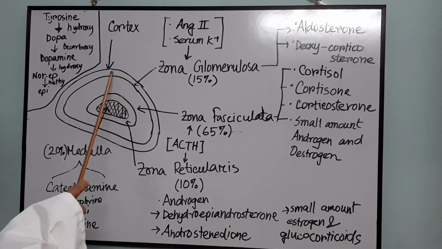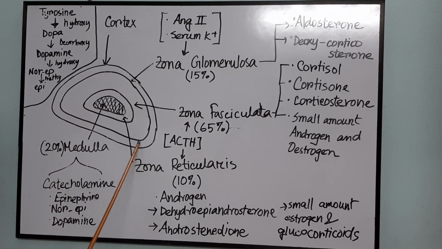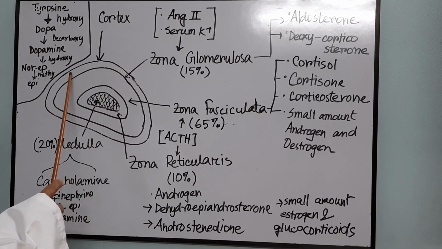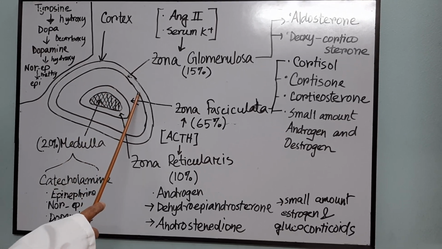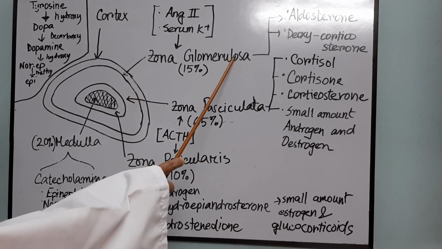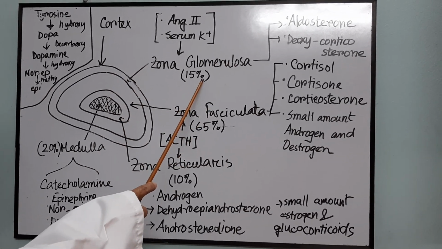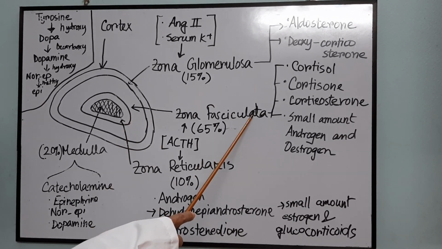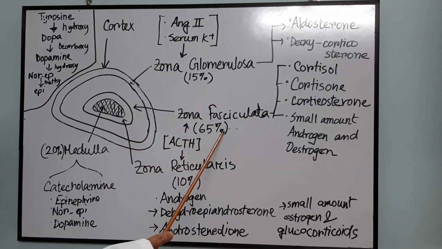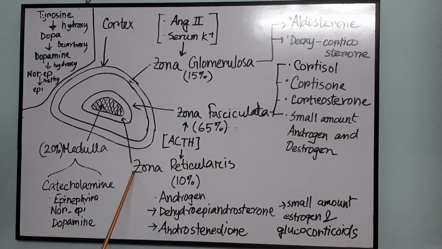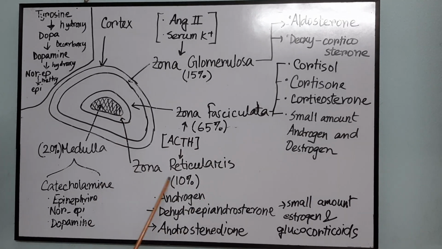Now come to the adrenal cortex. The outer part of the adrenal gland is called the adrenal cortex. The cortex has three layers. The outermost layer is the zona glomerulosa, its weight is about 15%. The middle layer is called the zona fasciculata, about 65%. And the innermost layer is called the zona reticularis, about 10%.